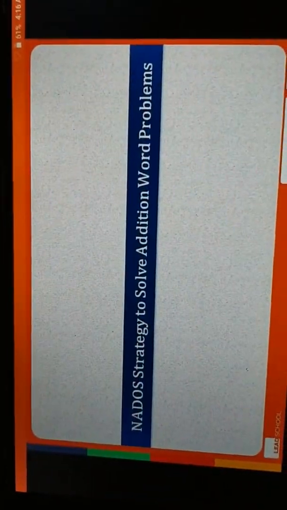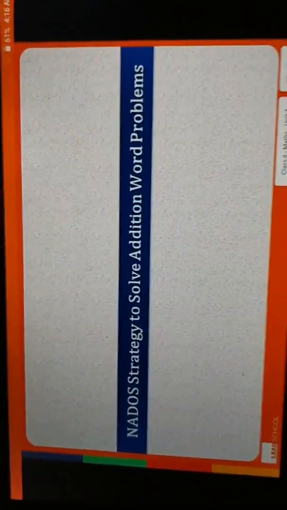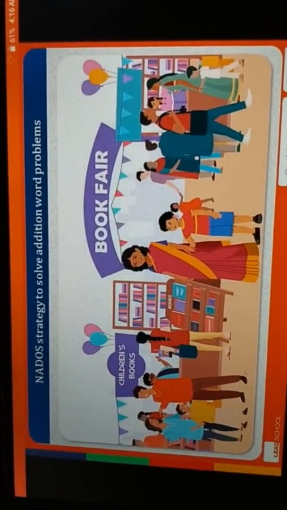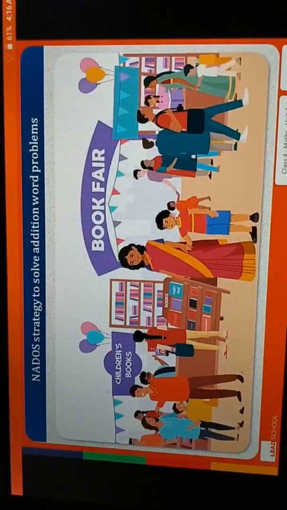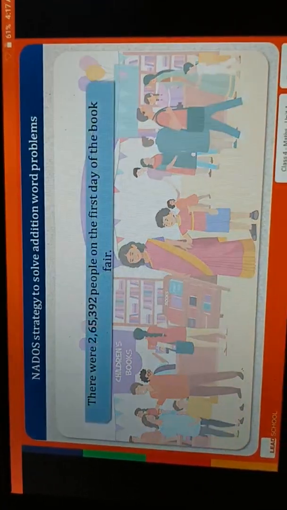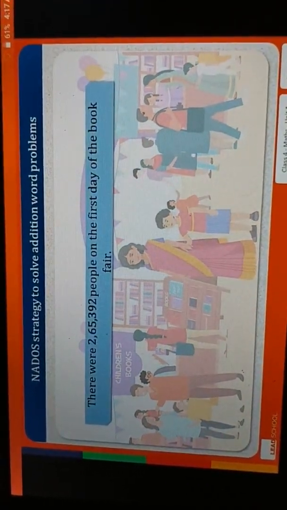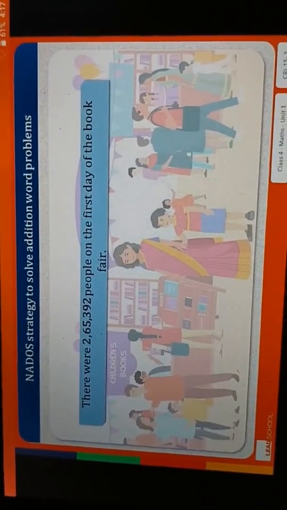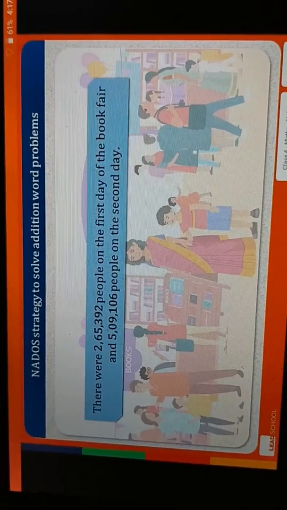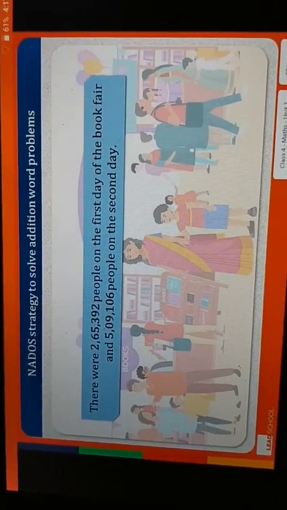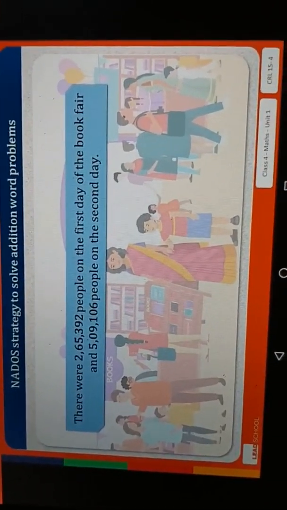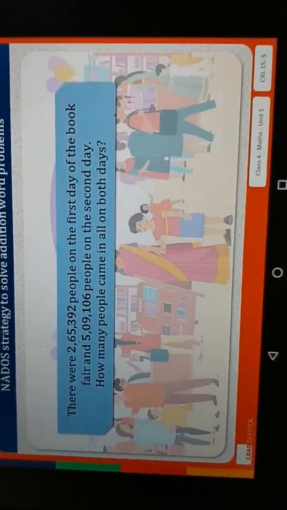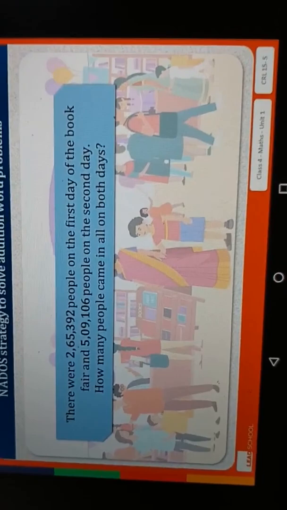Narrow strategy to solve addition word problems. Hello students, meet Sunil. Sunil and his mother have come to visit a book fair. There were 2,65,392 people on the first day of the book fair and 5,09,106 people on the second day. How many people came in all on both days? Let's solve this word problem.